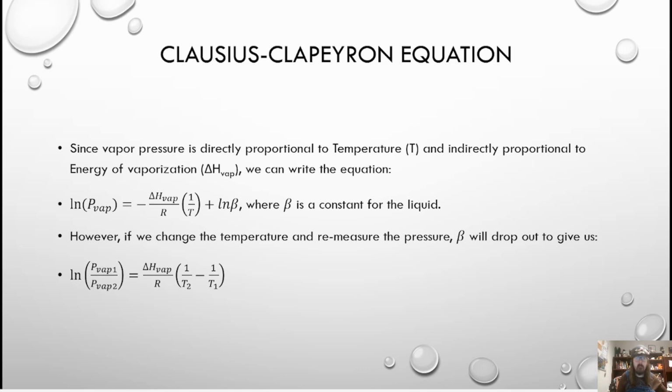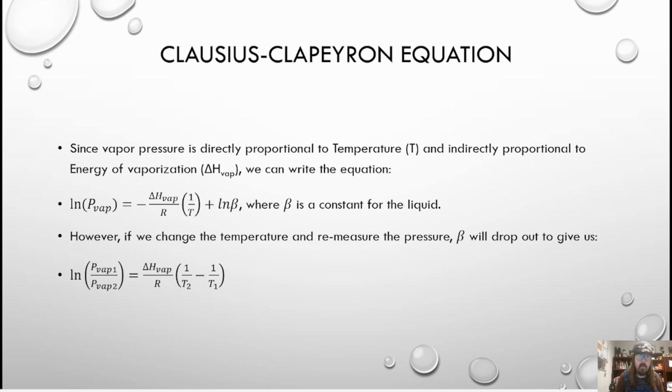But the ln function of a pressure of vaporization is equal to the negative enthalpy of vaporization divided by the gas constant R. This gas constant will be in joules per mole Kelvin, and it will be given, but it's something we'll have to use. And we have to make sure we use the right one. And that's divided by the temperature in Kelvin. And then you add in the natural log of our beta value. The beta is a constant for a given liquid.